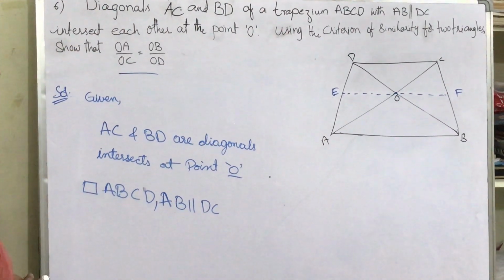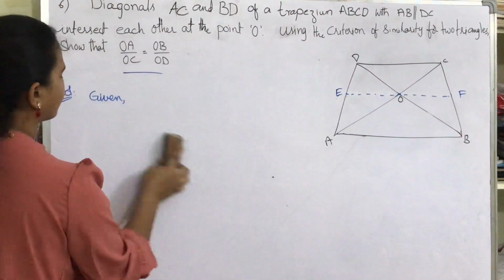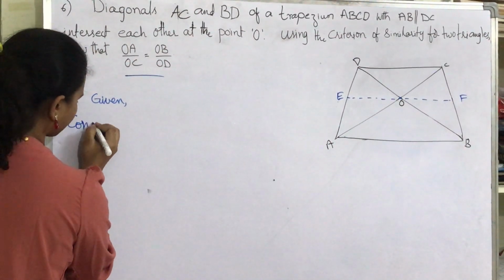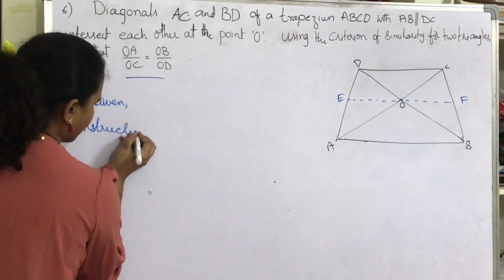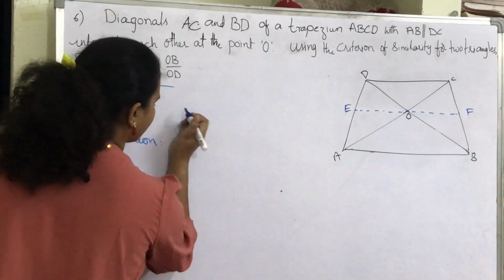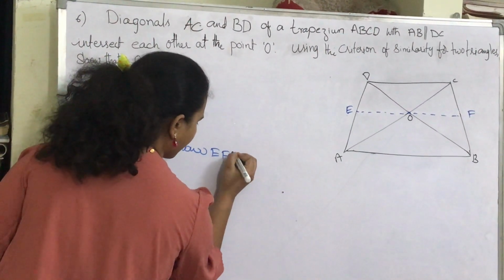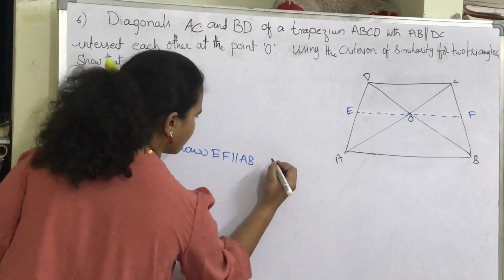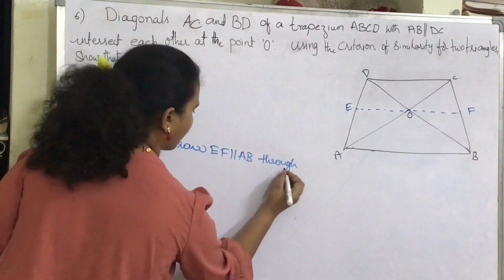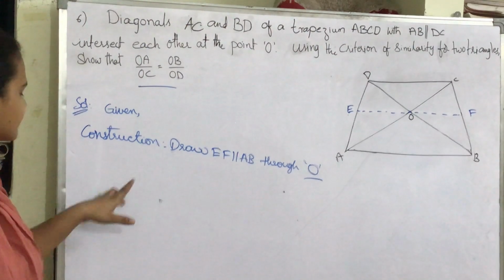So now, let me rub this given data. We know the given data. Now let's solve the question. The construction is: draw EF parallel to AB through O. Now here we have made a construction.